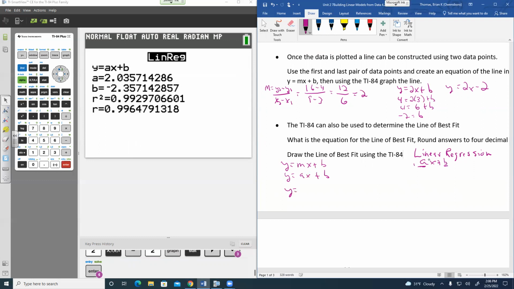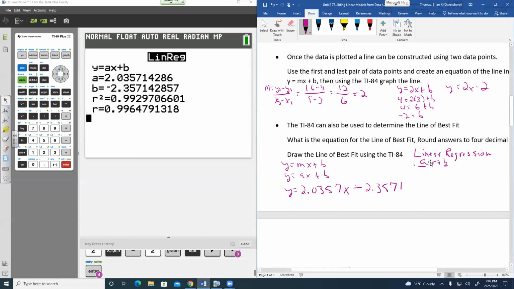So what I have then is y equals, and then my a is going to be 2.0357, and I have to round it to 4 decimal places. There's the 7, and since there's a 1 after the 7, it would just stay a 7. So 2.0357 would be the coefficient of x. That's going to be the slope. And then your b is a negative, so I'm going to have a minus 2.3571. And then that 4 would say keep it as 1. So that would be the line of best fit.